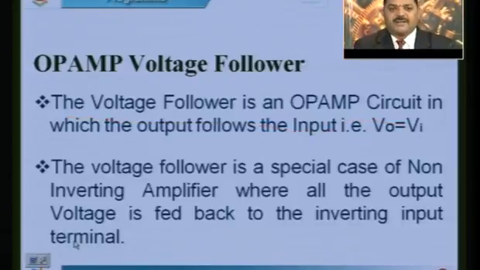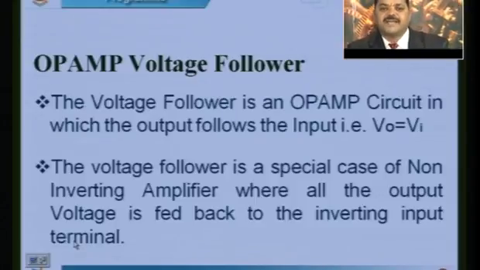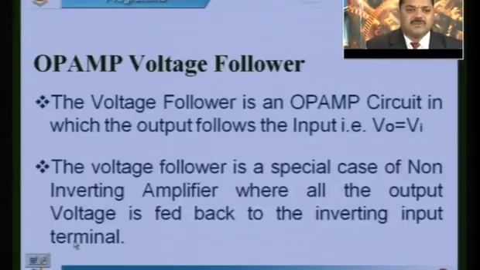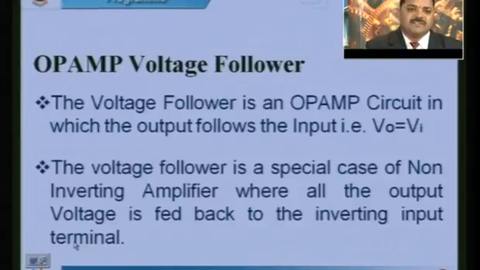Now, how do we get the voltage follower? It is a special case of the non-inverting amplifier. Just now we saw what a non-inverting amplifier is. The non-inverting amplifier output is given by V naught is equal to 1 plus Rf by R1 into Vi. If we consider Rf as 0, that means we short circuit the feedback path, and if we consider R1 equal to infinity, then the equation reduces to V naught is equal to 1 into Vi. Therefore, V naught becomes Vi.